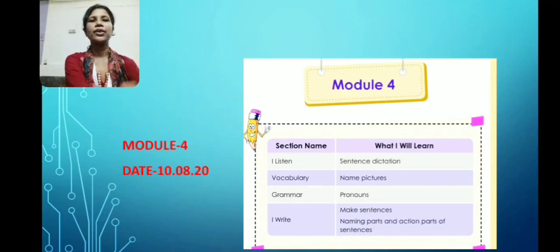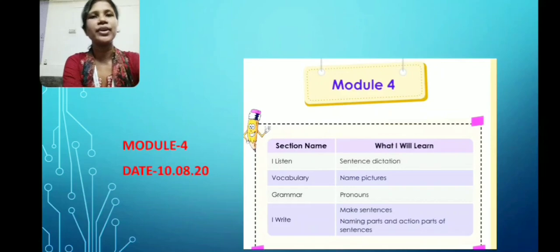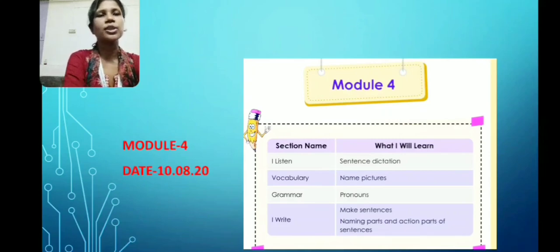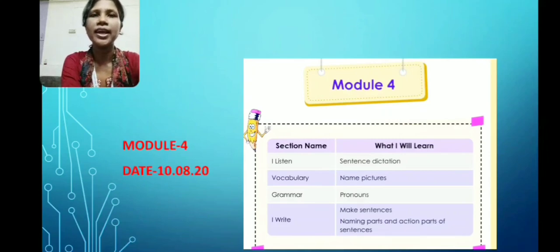But today we are going to start module 4 from our English workbook, and one of the things that we are going to learn in today's class under this module 4. So let us quickly have a look.